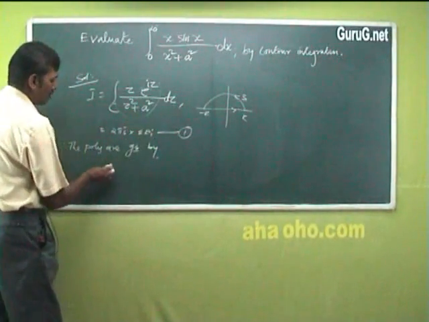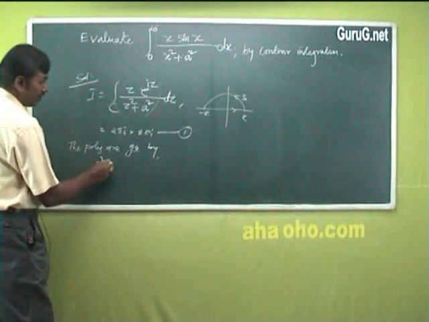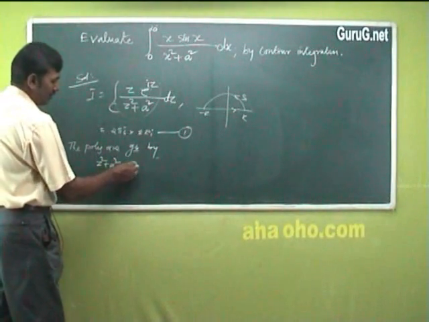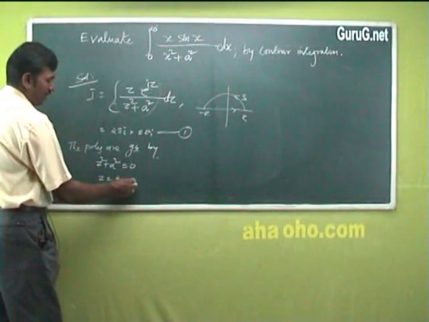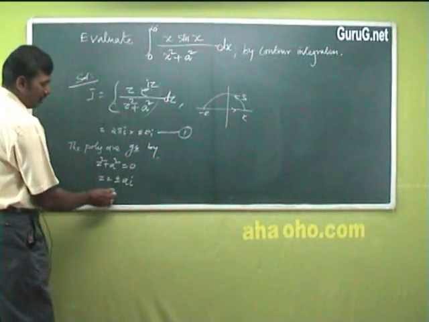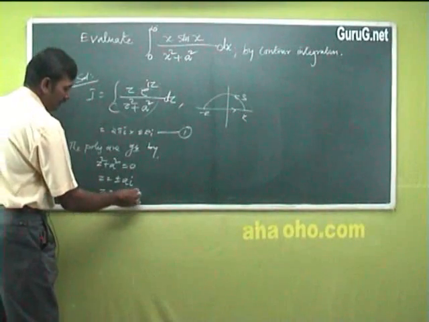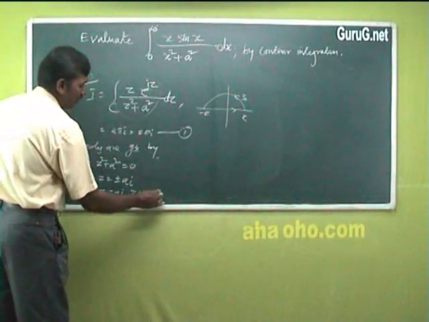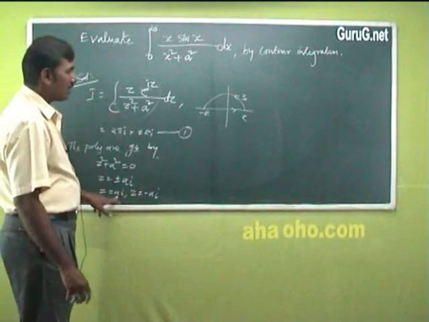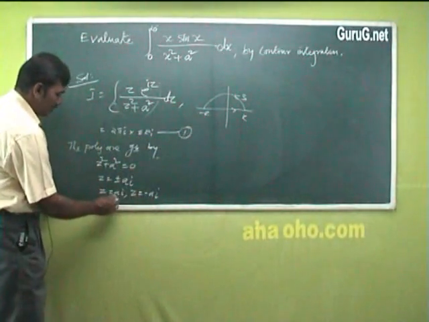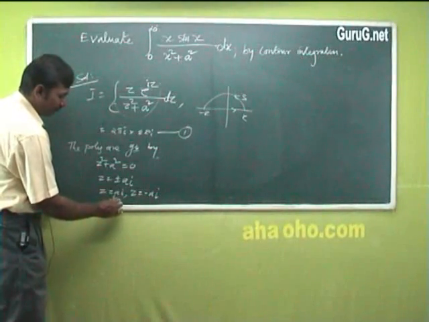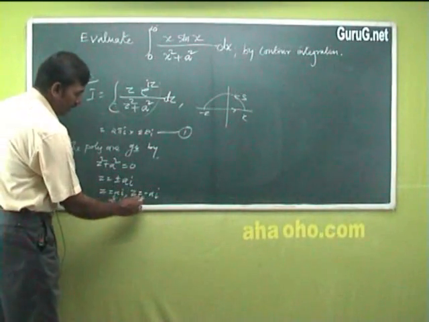put the denominator equal to 0. So z squared plus a squared equal to 0. So z equal to plus or minus ai. So z equal to ai and z equal to minus ai. So here plus ai lies inside and minus ai lies outside. So this is inside and this is outside.